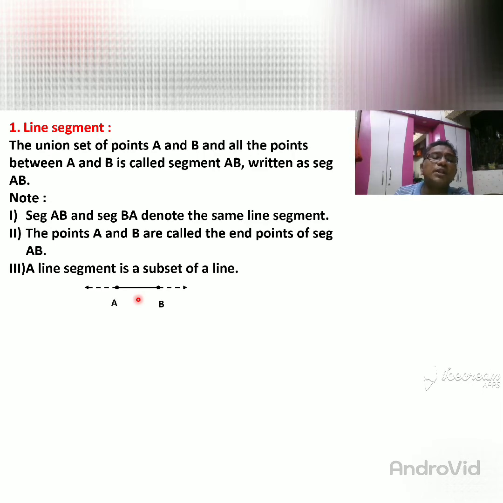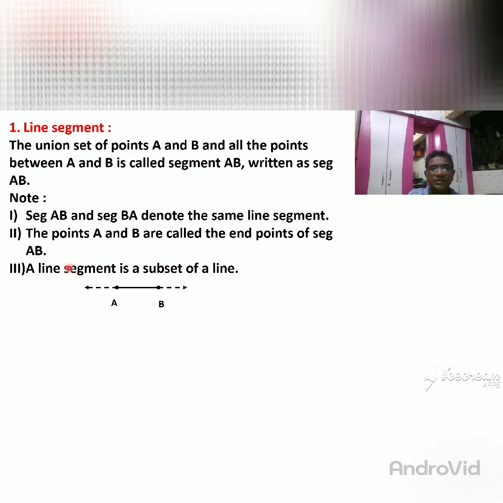Here we are giving names for that. This is point A and this is point B. The distance between A and B is called the segment. So the name of the segment is AB segment, and that is written as seg AB. Do you understand what a segment means?